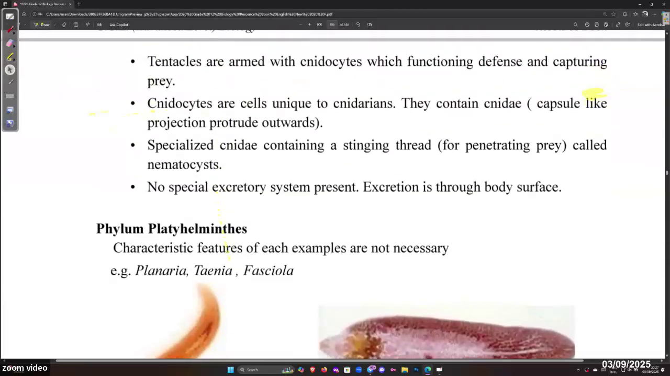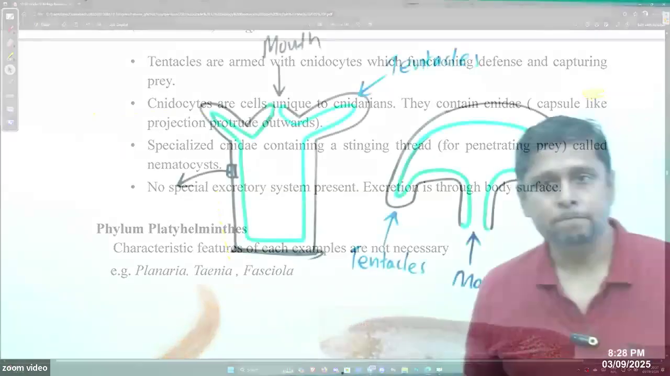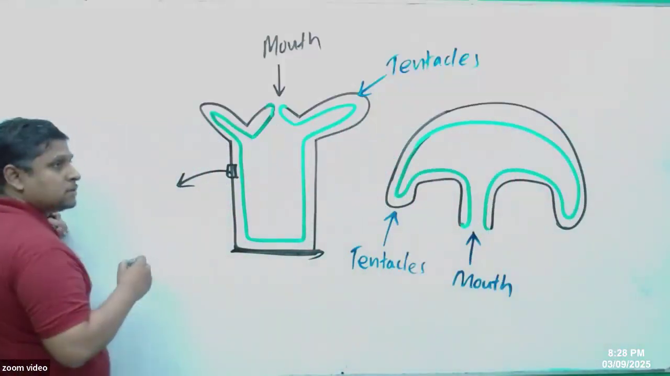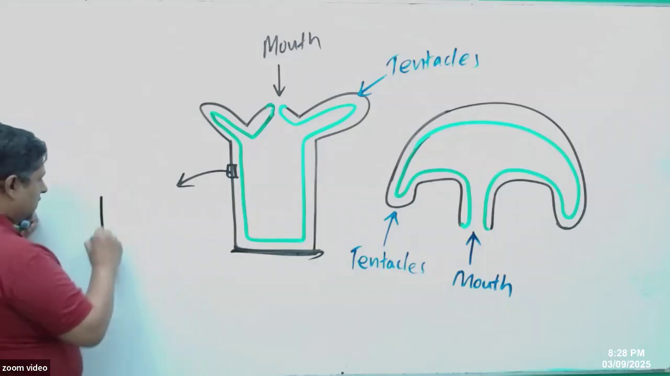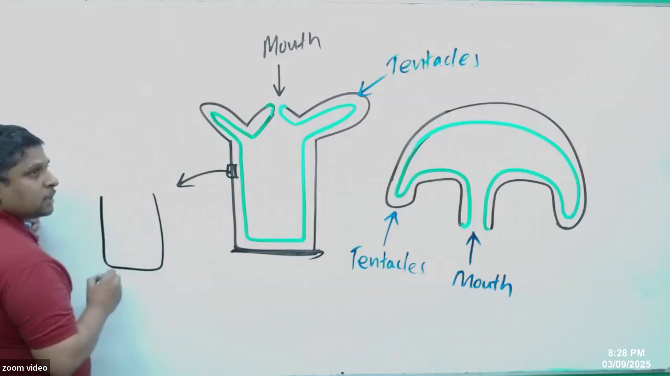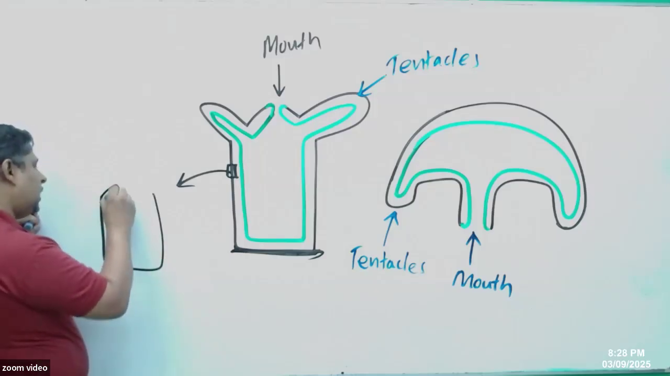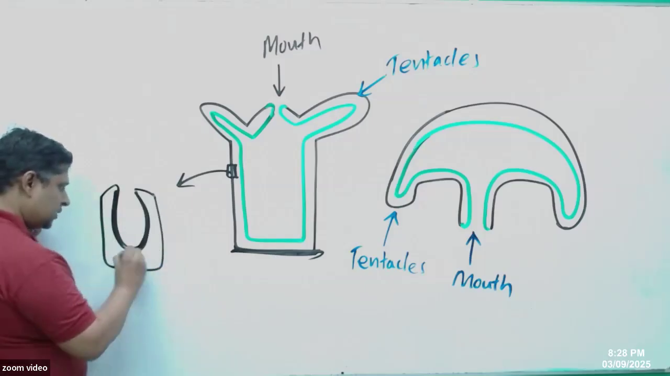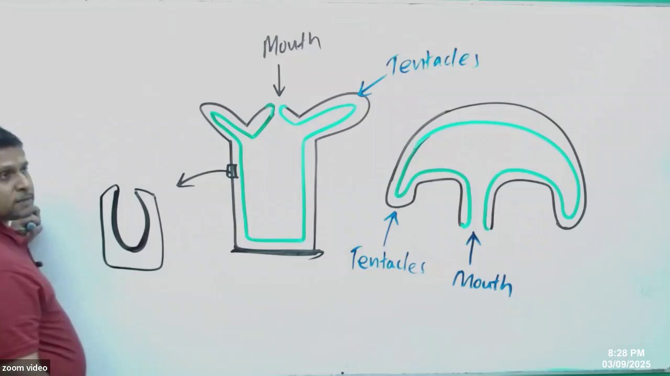Tentacles are armed with cnidocytes for defense. Cnidocytes are cells unique to cnidarians. They contain a capsule-like projection that protrudes outwards. So let's check that part. They have some of these cells. What do you call the cnidocytes? Cnidocyte is the cell, and then they have a cyst inside. Now this part is the cyst.